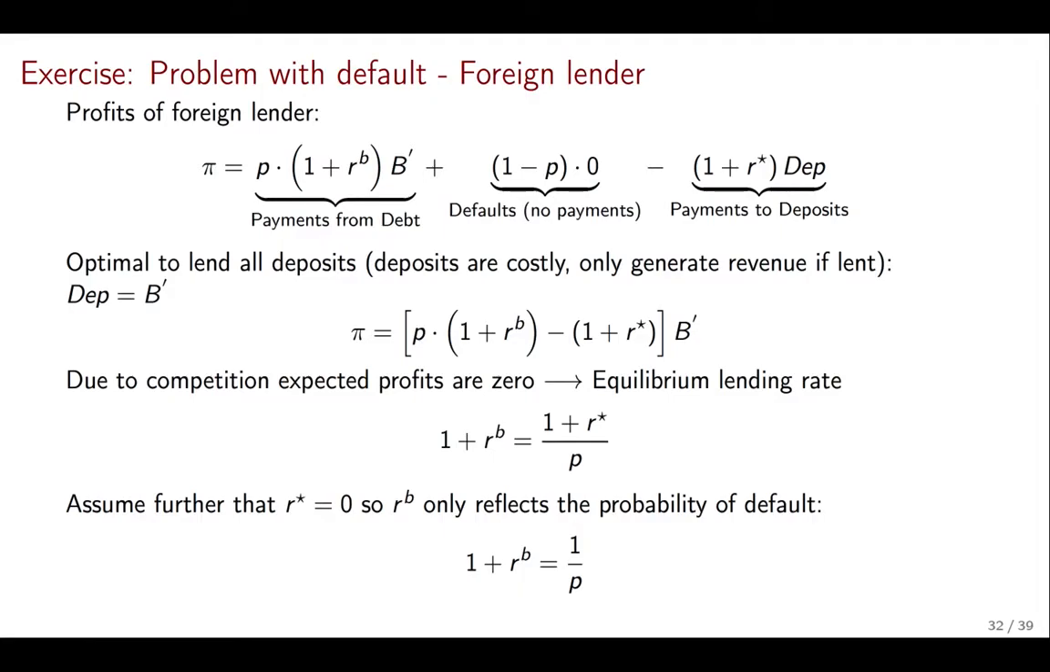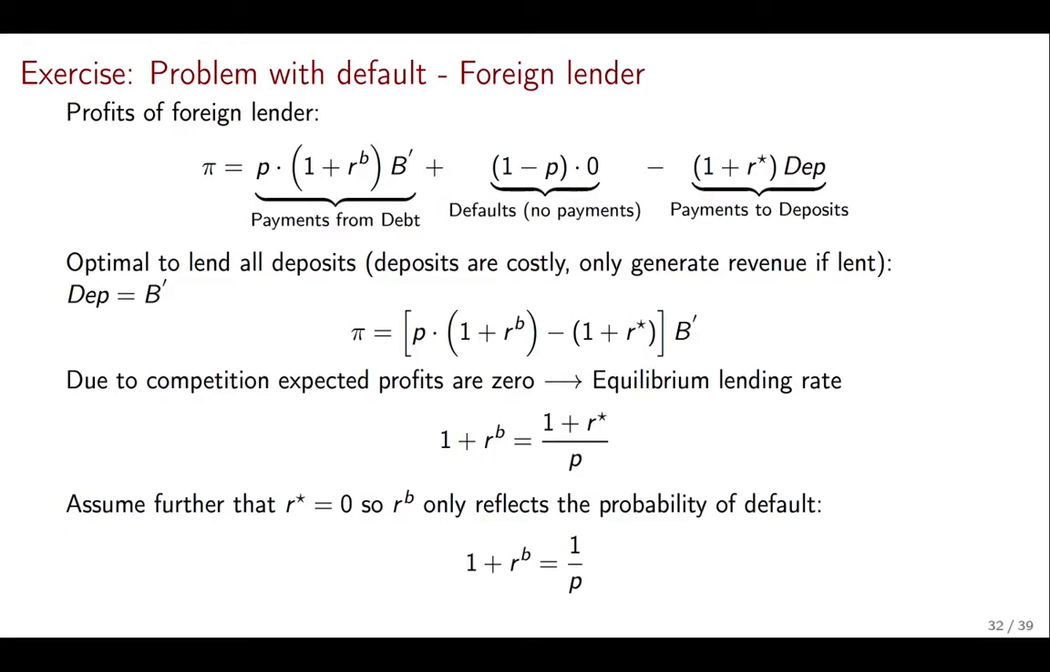Notice that if P was equal to 1, so in that case there will be no default, output will be always high. Well, in that case, with no default, RB will be equal to R star. And so there will be no gap, there will be no premium charged to the country for its borrowing.